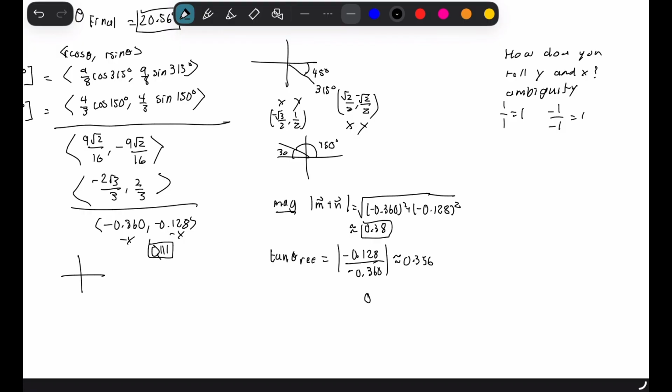So here, your theta reference would be approximately 20 degrees. You take the inverse tan. Then because we need to find our final, we're going to do 180 degrees plus 20 degrees, which will give us 200 degrees because we're in Q3.